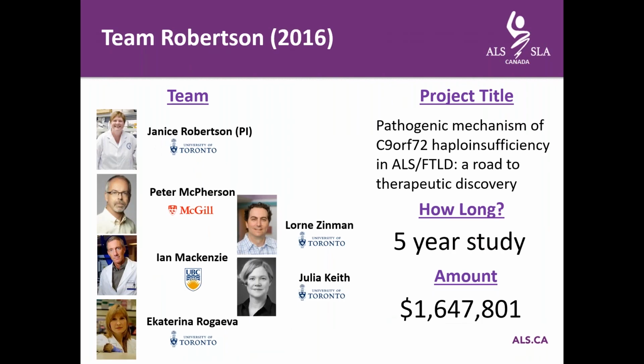with ALS. So in 2016, we ran the program again. Dr. Janice Robertson led a team that was funded to study a particular genetic cause of ALS called C9orf72. This was discovered in 2011 as the most prominent genetic cause of ALS, and has become a very big part of our ongoing understanding of how the disease is caused.